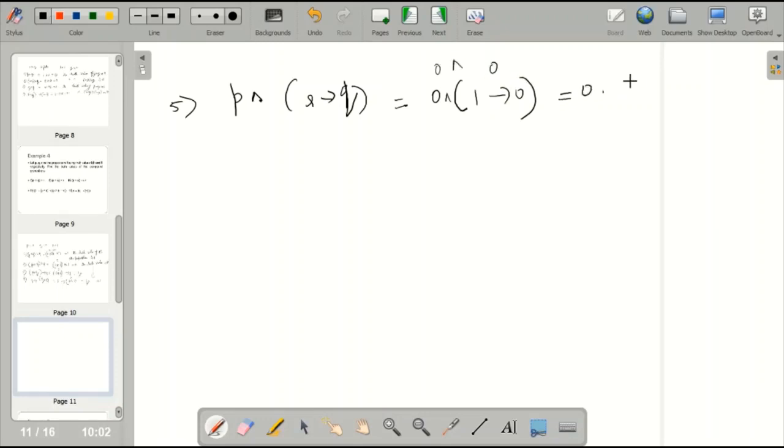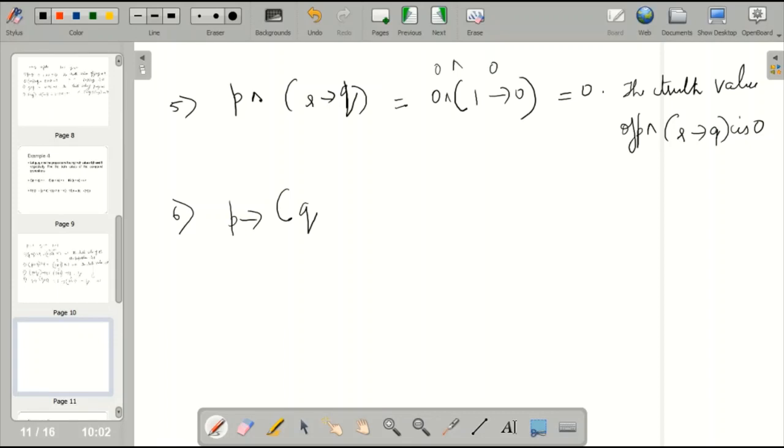So therefore, the truth you need to write. Okay. You need to write the statement. Please remember the truth value of P and R conditional Q is 0. Next is sixth one. P conditional Q conditional negation of R. Over here P value is 0, you know, conditional.